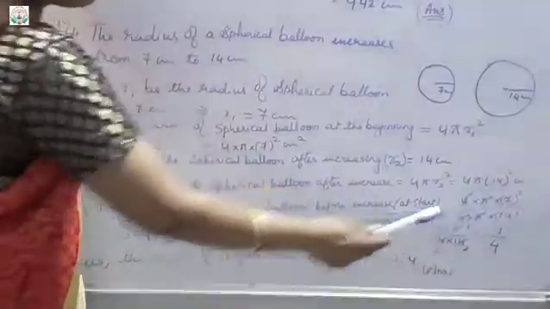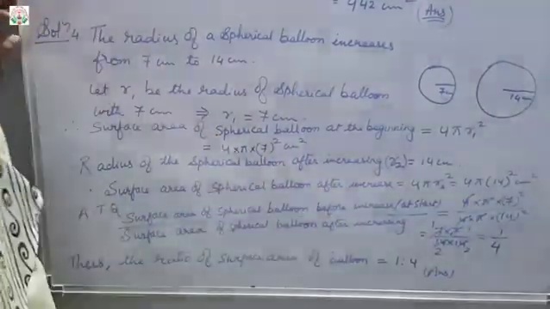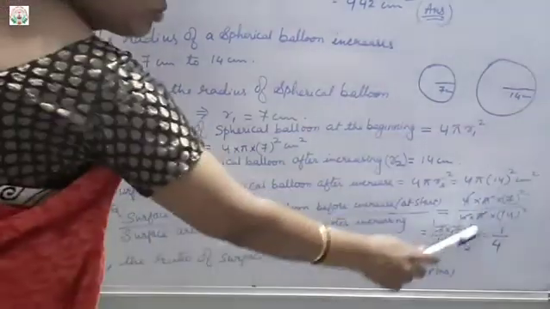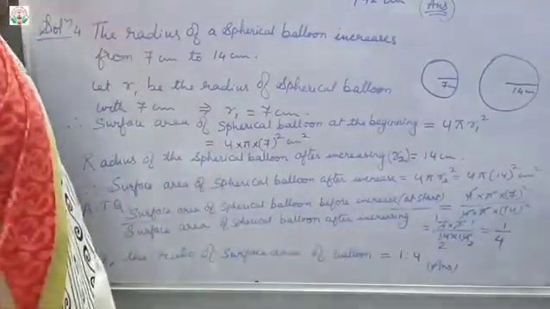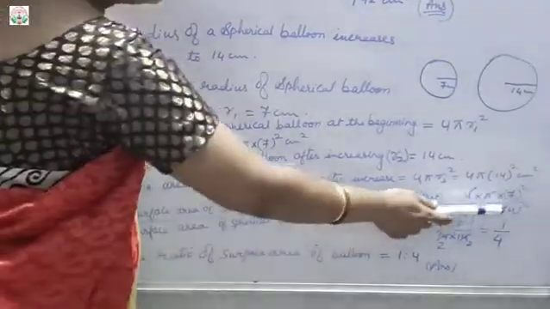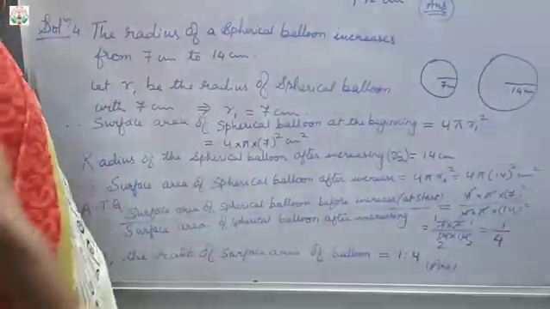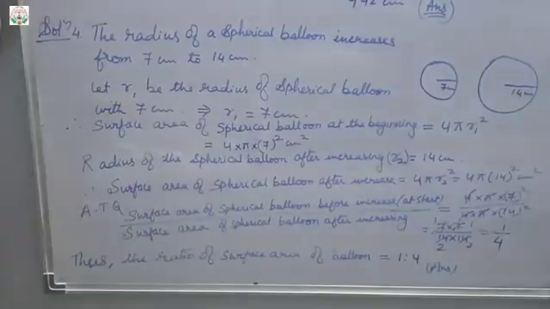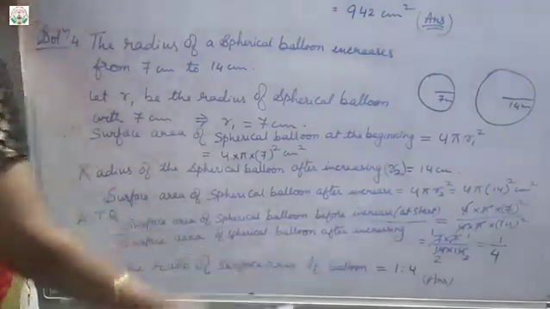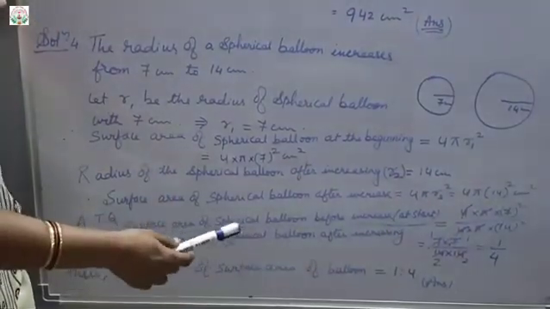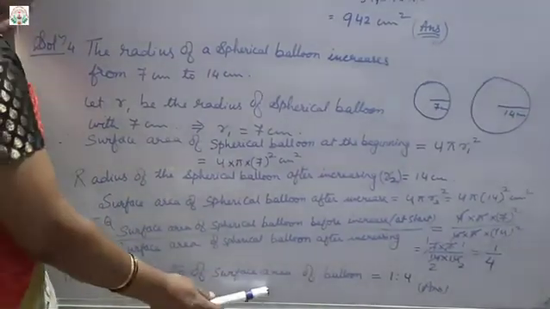Okay. Now 4 is common in numerator and denominator, so we'll cancel it off. Pi is also there in both numerator and denominator, so that also we'll cancel it off. Now in the numerator what is left out? 7 into 7. 7 square means 7 into 7, and denominator 14 square means 14 into 14. Now on cancelling these two, what we will get? That is 1 upon 4. Thus the ratio of the surface area of the balloon in both the cases will be how much? 1:4. So that is the answer for this.